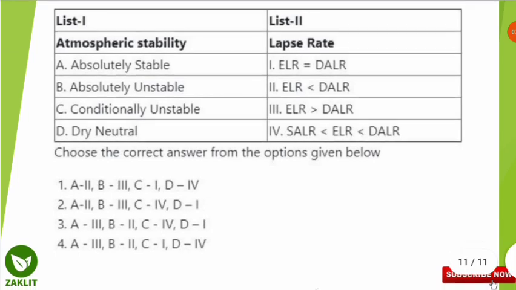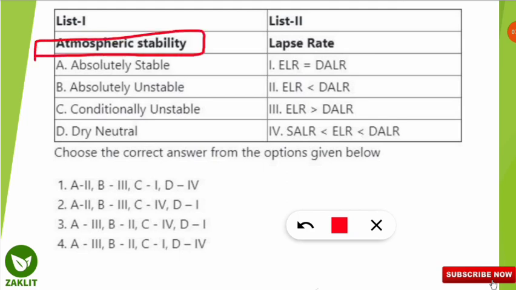I am repeating that it is very important, because these things are based on concepts, and even if you do not have the concept, with the help of a little knowledge you can solve this question. So on the left hand side it is given atmospheric stability, and on the right hand side, list 2, it is given the lapse rate. So we have to match them correctly. Now we will start with a very simple thing. The dry neutral condition of the atmosphere: neutral means it will be equal. So equal gives option 1, that is when the environmental lapse rate is equal to the dry adiabatic lapse rate. So 1 is matched.